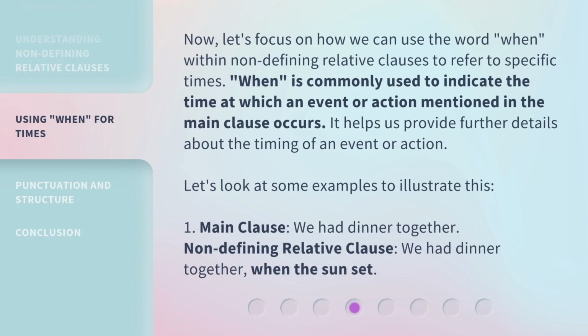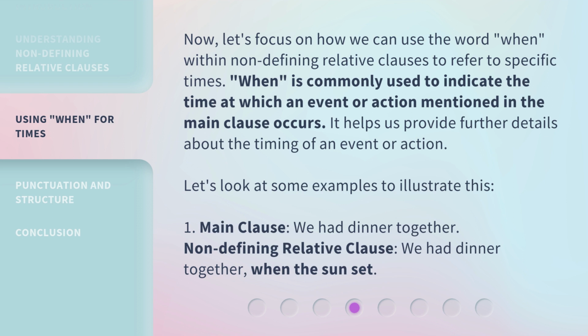Now, let's focus on how we can use the word "when" within non-defining relative clauses to refer to specific times. "When" is commonly used to indicate the time at which an event or action mentioned in the main clause occurs. It helps us provide further details about the timing of an event or action. Let's look at some examples to illustrate this.